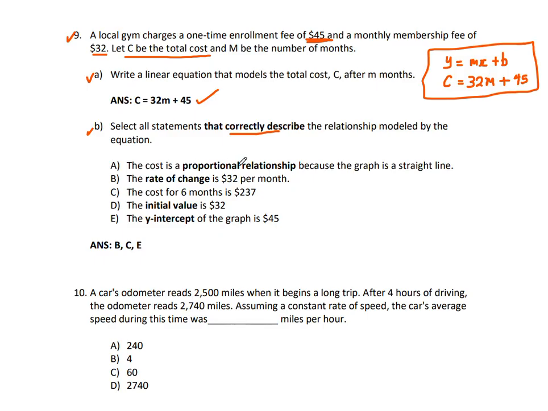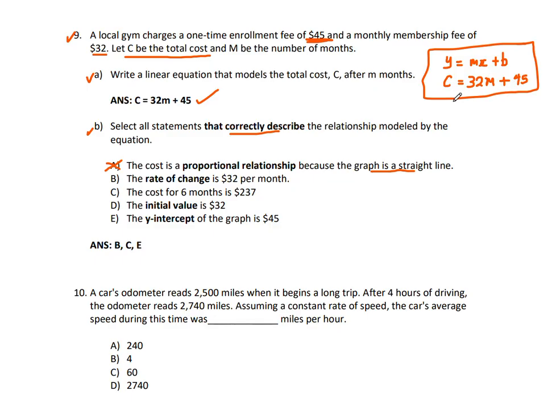A says the cost is a proportional relationship because the graph is a straight line. Well, the graph would be a straight line, yes, because this is a linear equation, takes the form y equals mx plus b, so the graph would be a straight line, but it's not proportional, so A is not the answer, because of the existence of the one-time cost here.